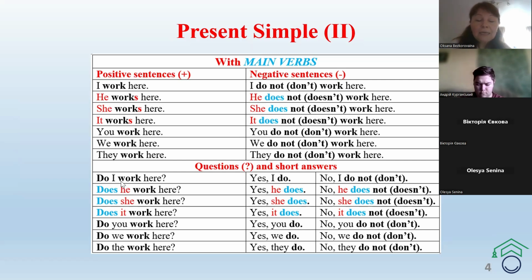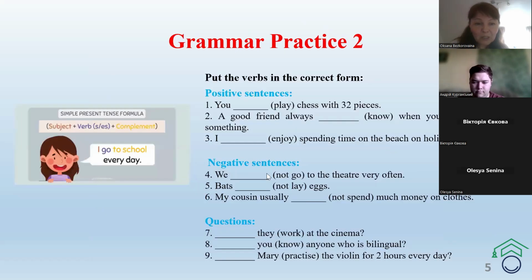So, questions. With main verbs in questions, we need auxiliary verbs, do or does. Again, does is used with he, she. Do I work here? Yes, I do. No, I don't. Does he work here? Yes, he does. No, he doesn't. Everything's clear. You remember that. And now let's have grammar practice 2.